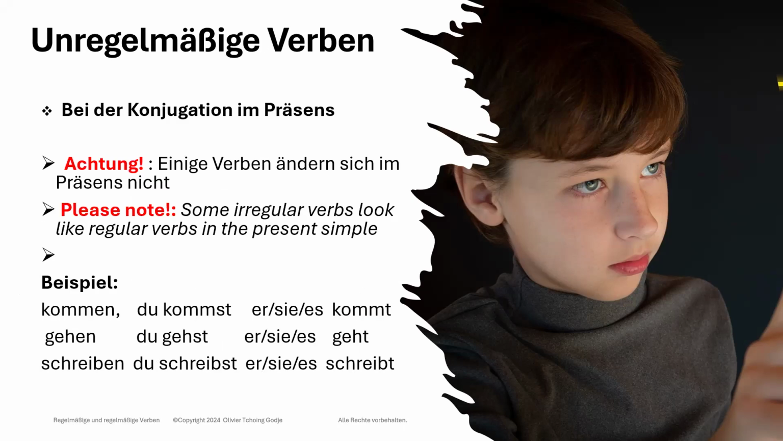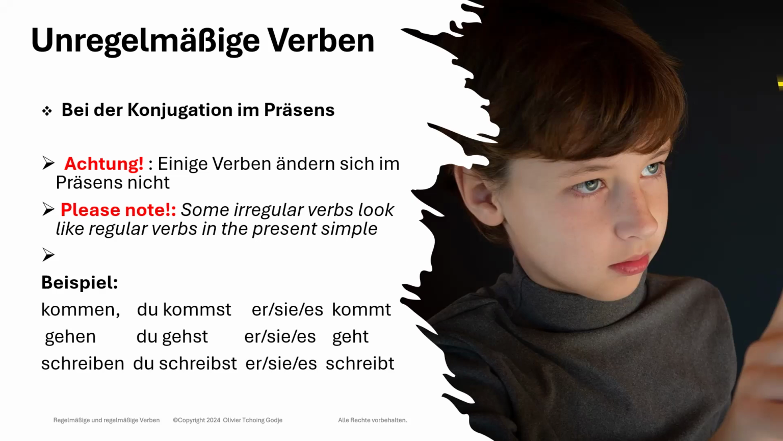But that's not all. The next level is that we have to be very careful because not all irregular verbs change the verb stem. Some verbs try to hide their identity, if I can say it that way, in the present simple, but they are still irregular verbs, even though they do not change the verb stem, like the verb kommen, which means to come. We have ich komme, du kommst, sie oder es kommt. Here we don't see any change, but the verb kommen is still an irregular verb, and I will tell you soon why. Same thing with the verbs gehen and schreiben.